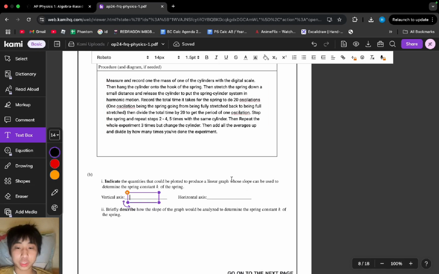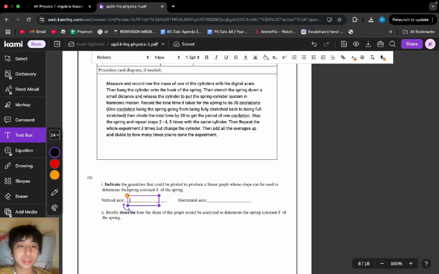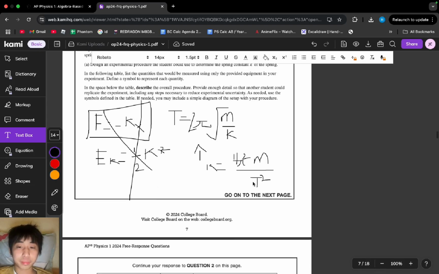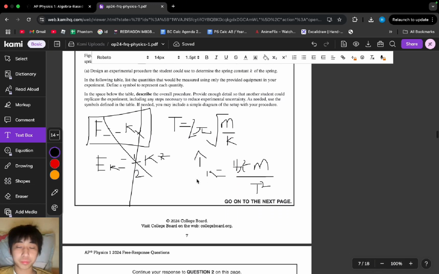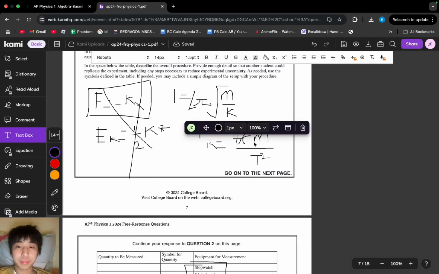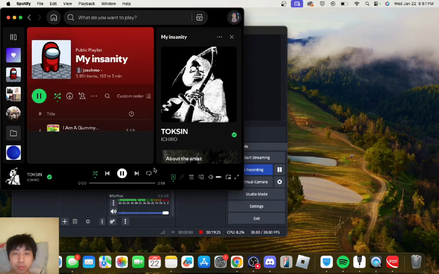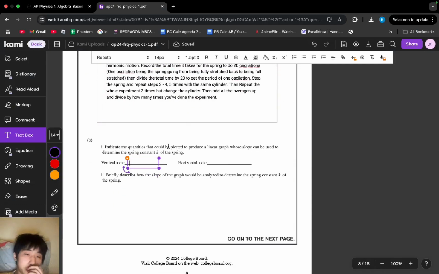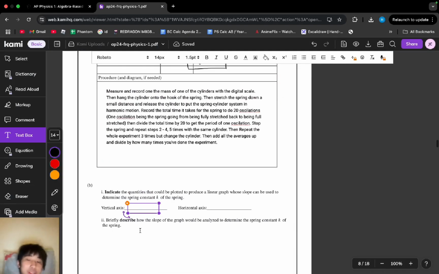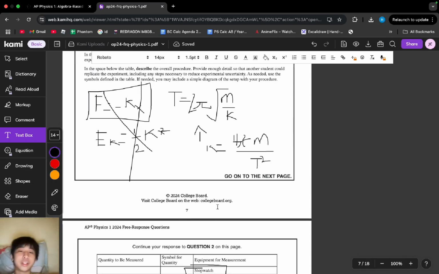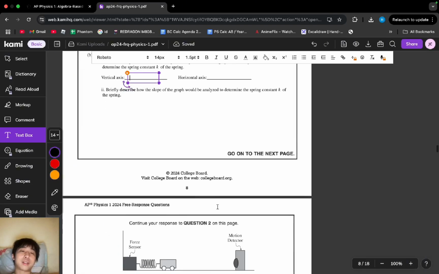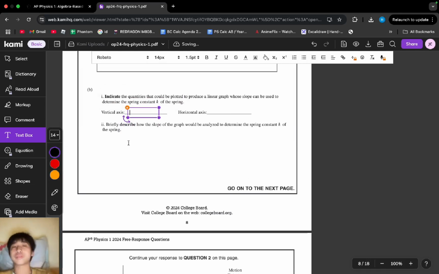It says indicate which a linear graph whose slope can be used to determine the spring constant. Okay, so look back into the equation. As we can see, there's m on top and T squared on the bottom. According to the AP guidelines, funnily enough, it doesn't matter if the vertical and horizontal axes are m or T. It doesn't matter which order it is. But let's be real, we're not going to make a slope where we inverse, because you can make the slope T squared over m and that would still be an acceptable answer. But then in your explanation down here, you have to get the reciprocal, which is just extra steps.